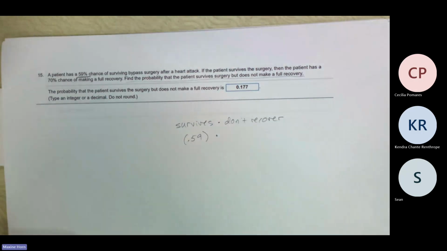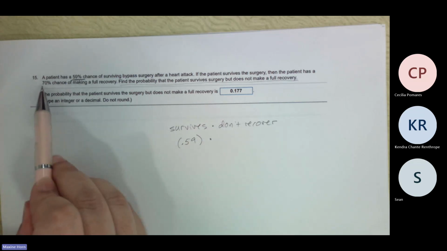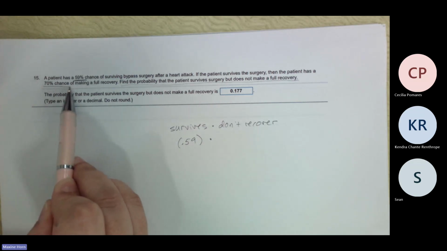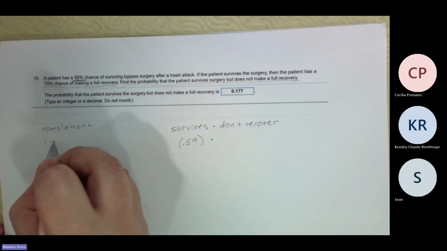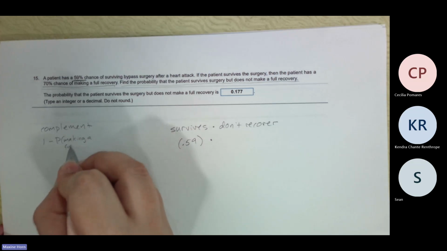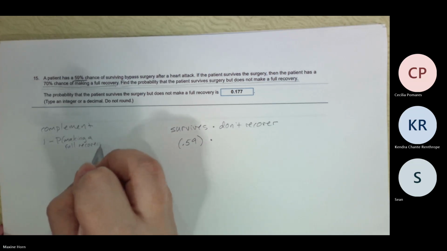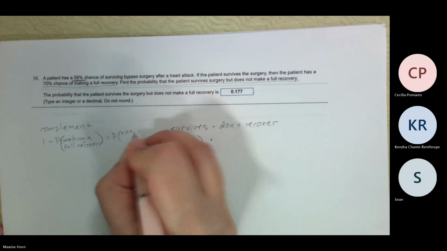Okay. Then it says the probability that they don't recover. Well, we weren't given that, were we? Instead, we were given the probability that after the surgery that they do make a full recovery. Okay. So what we have to do here is we have to calculate the complement. Right? We talked about this before, the 1 minus, right? So 1 minus the probability of making a full recovery is the probability of not making a full recovery.